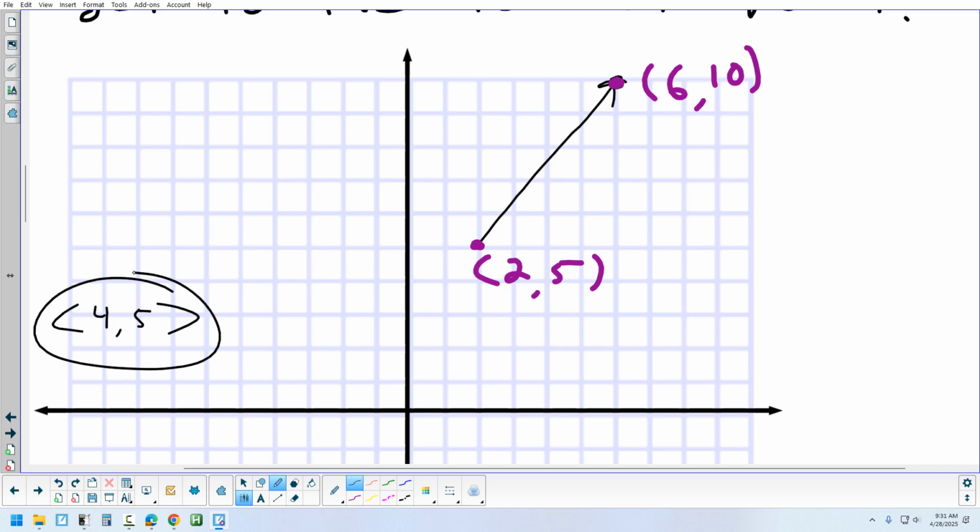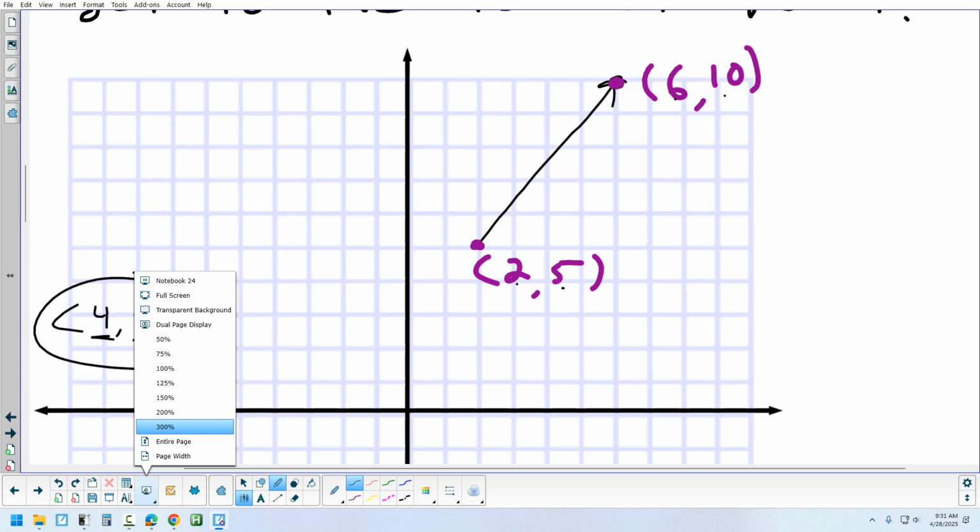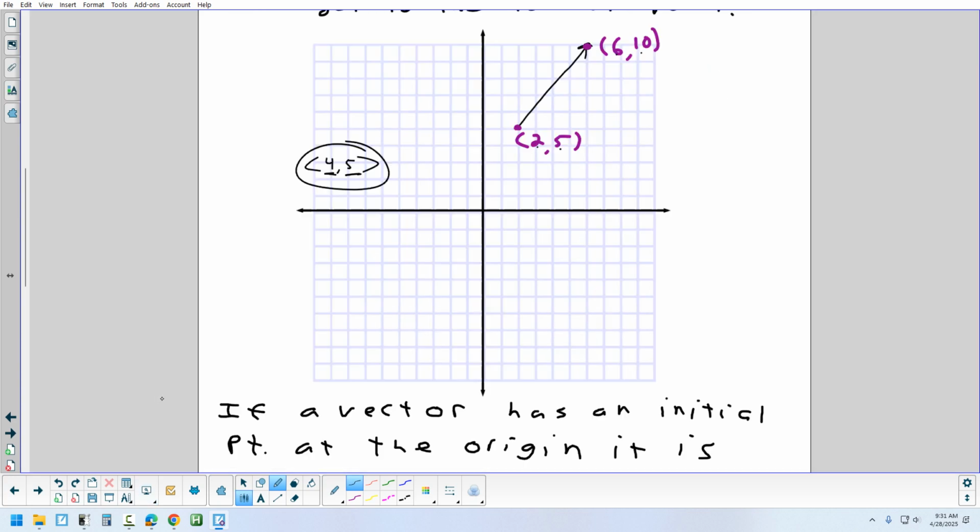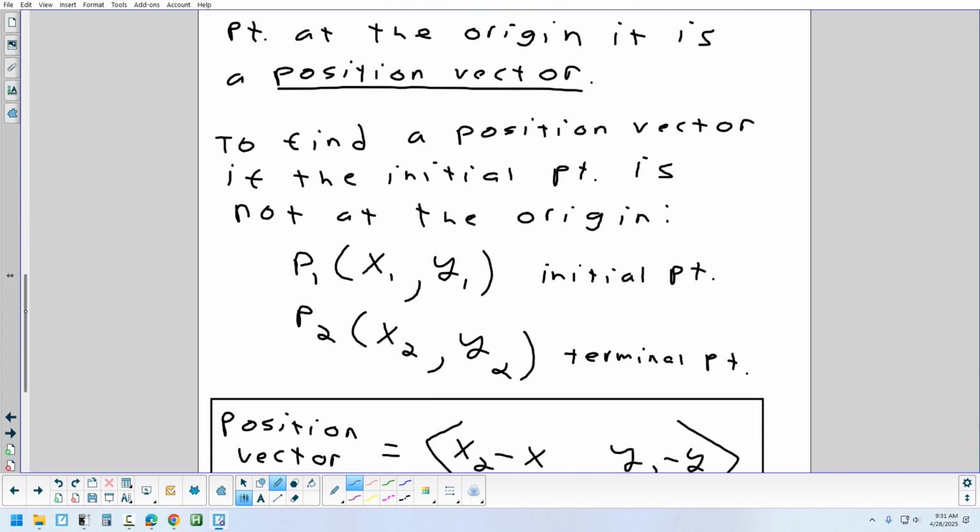Subtract the starting point from the endpoint. Right. Take the terminal where it ends and subtract where it starts. So if you do 6 minus 2, that gives you the 4. And if you do 10 minus 5, that gives you the 5. That is how you find a position vector. You subtract the coordinates, but it has to be the endpoint minus the start point.